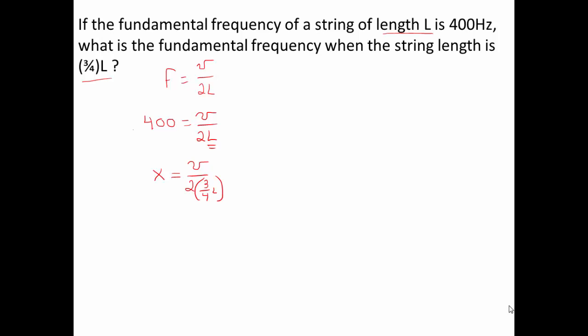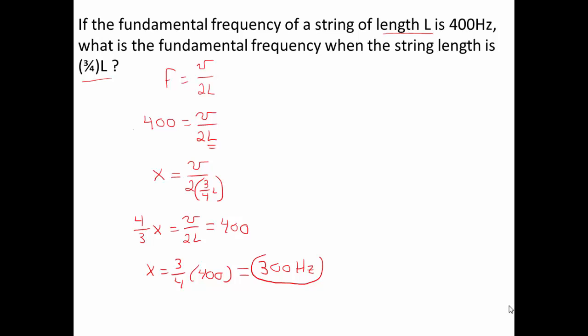We can move the 3/4 to the other side, so we end up with 4/3 x is equal to v over 2L. The v over 2L is our frequency, so this is 400 hertz. So then x is 3/4 of 400, which means that the fundamental frequency when we cut the length of the rope from L to 3/4 L is 300 hertz. You can just reason this out as well without having to go through and show all the steps, but I figured I might as well do the equation for you.